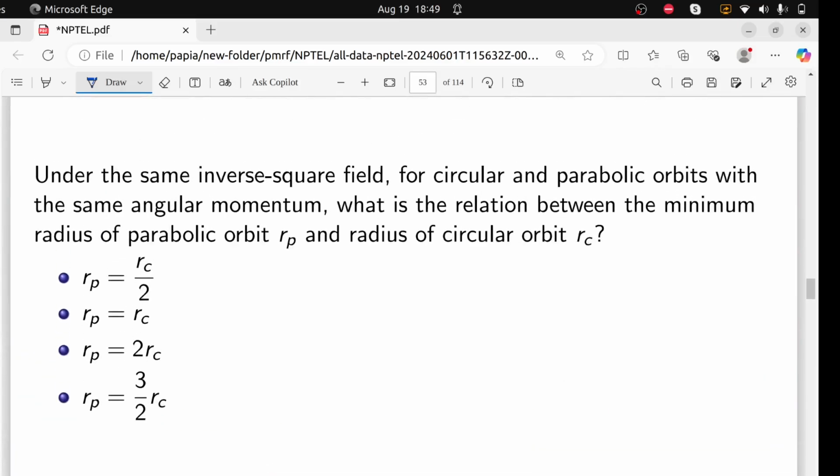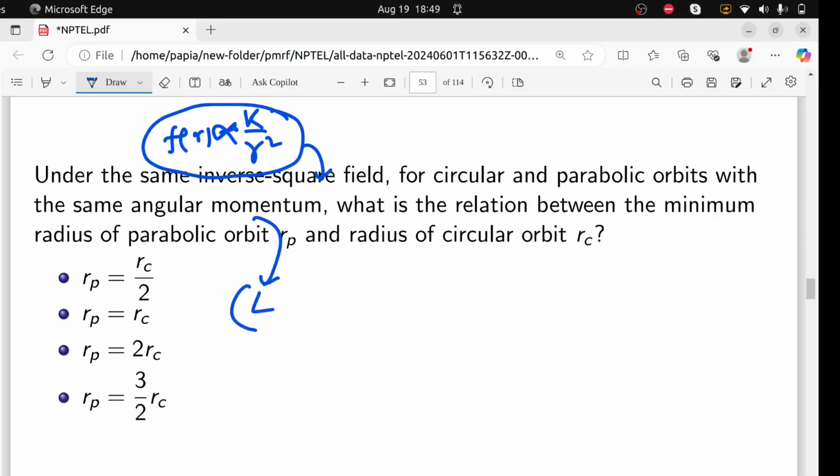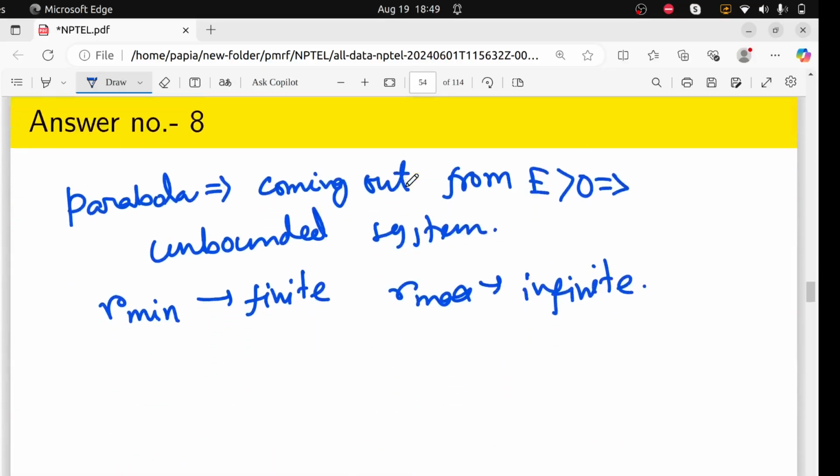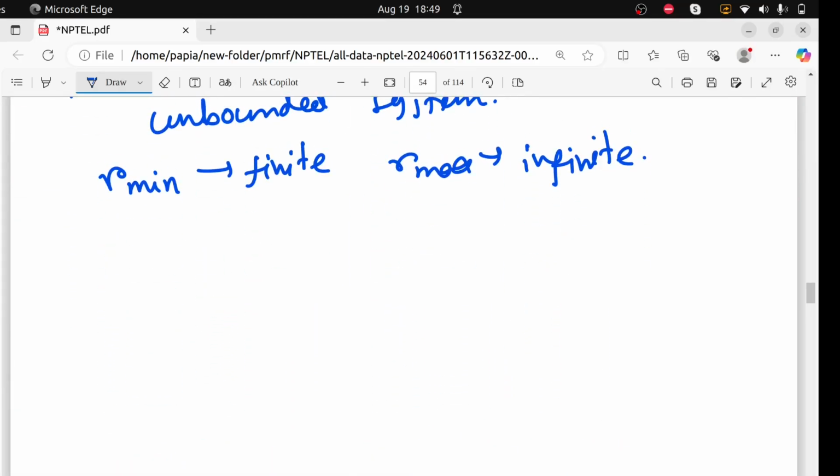Under the same inverse square law, like if the force is proportional to k by r square, this is the inverse square law for the circular and parabolic orbits with the same angular momentum. That means L for parabolic equals L for circular. What is the relation between the minimum radius of the parabolic orbit RP and the radius of the circular orbit RC? Let's say the force is given as minus k by r square.